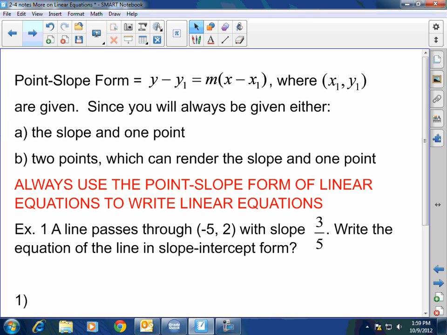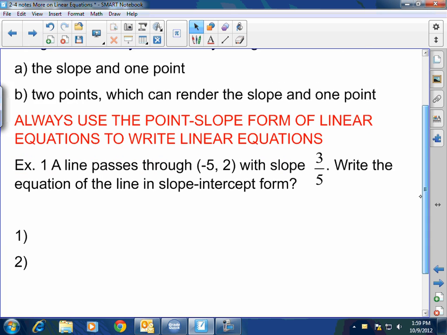This is y minus y1 equals m times x minus x1, where x1, y1 are given. Since you will always be given either a slope and 1 point, or 2 points which can render the slope and 1 point, always use the point slope form of linear equations to write linear equations. Let me explain how this works, my brothers.